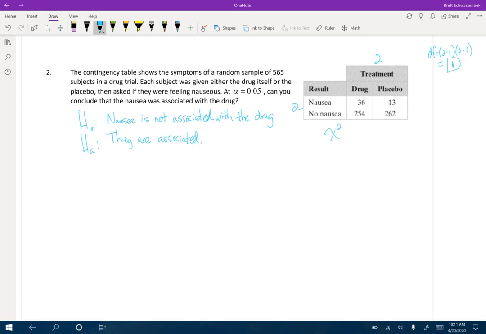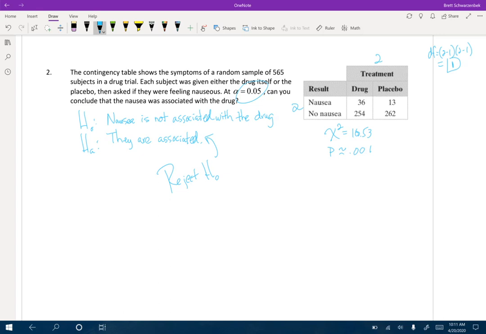So chi-square in the calculator is 10.53, and your p-value is approximately 0.001. That is less than 0.05, so we would immediately say that we reject H naught, and we would say that the drug is associated with nausea for the purpose of our experiment. So that's pretty straightforward in terms of what we're doing, very easy.